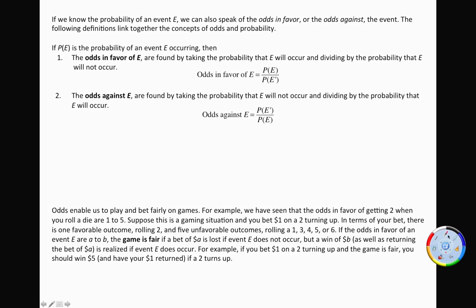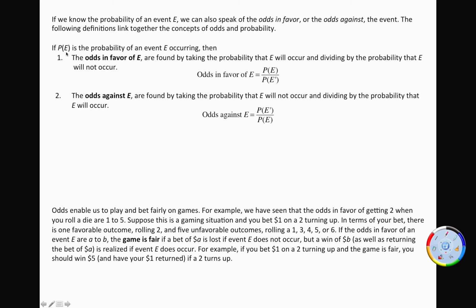And then, if we know the probability of an event, we can also speak of the odds in favor or the odds against the event. Okay, the following definitions will link together the concepts of odds and probability.